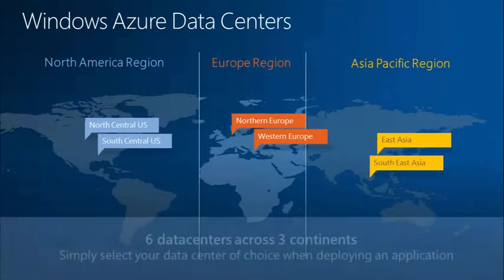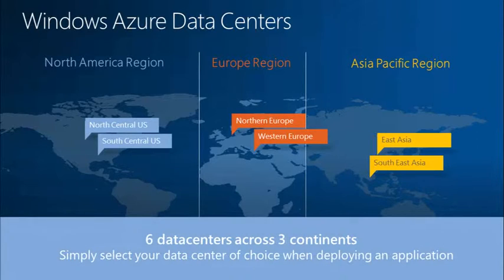The data centers where Windows Azure is running, we have 6 global data centers, 2 in North America, 2 in Europe, and 2 in Asia. And this gives you the ability to geo-distribute your application, particularly if you have users or customers that are located around the world. You can put the actual compute closer to those customers, so they're going to have a better experience. We also have a CDN, a content delivery network, that's part of Windows Azure.